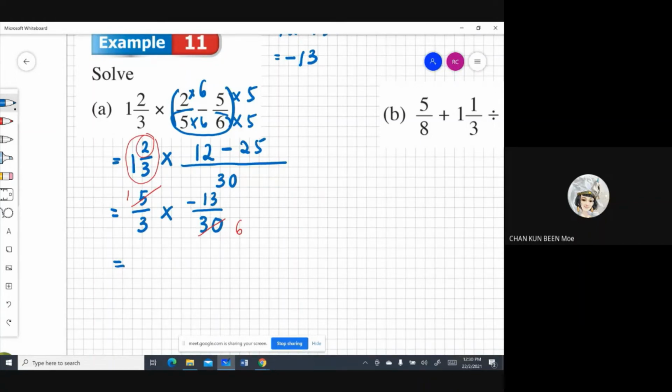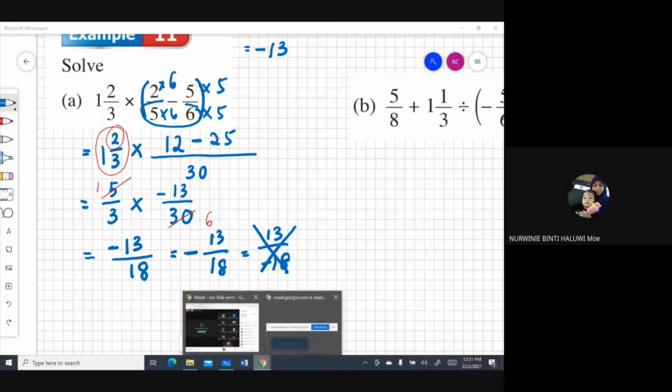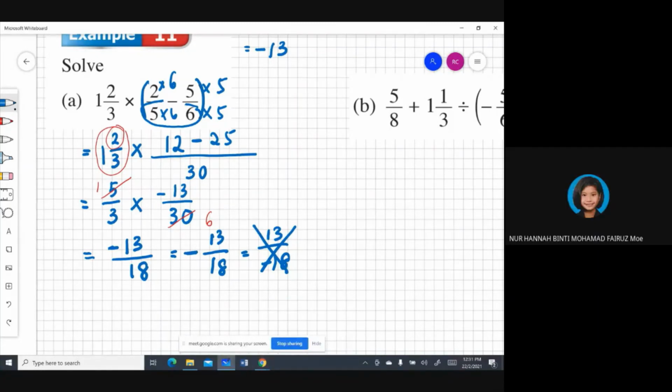1 times negative 13, negative 13. 3 times 6, 18. Okay, so your answer you can either write like this or the negative sign in the middle. Bear in mind, you cannot write the negative sign at the bottom with the denominator like this. This is not correct. Okay, the negative sign only can be on top like this and in the middle like this. Okay, any question regarding this part A? No.